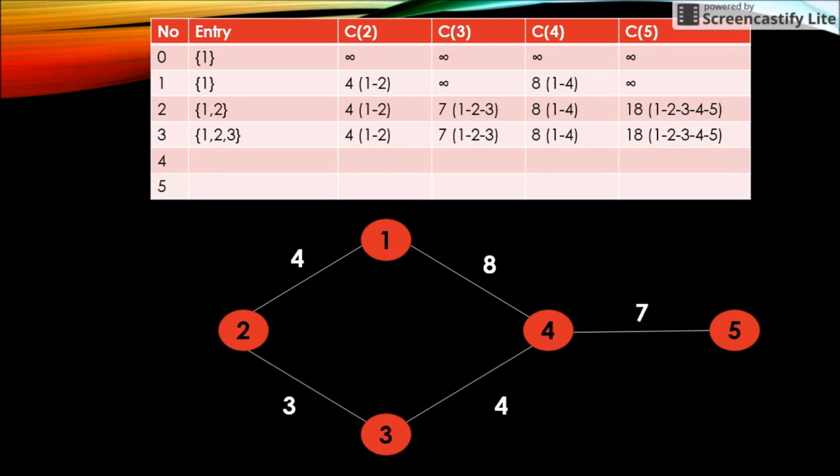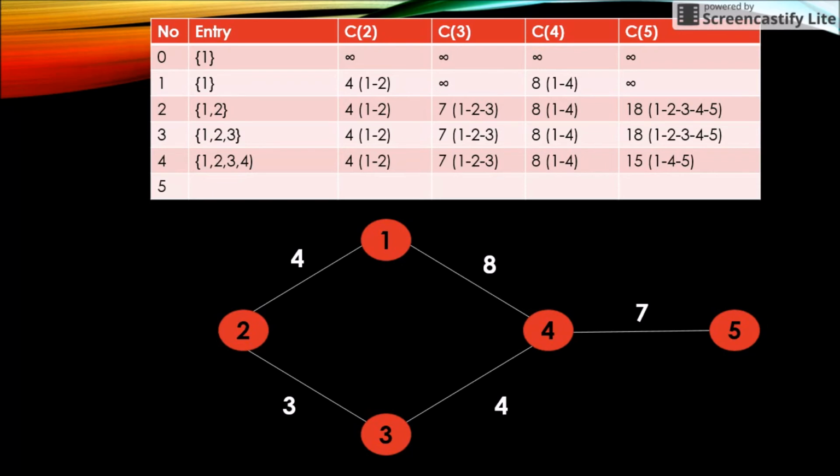But is there a possibility of getting a smaller value? It might be, so the next entry may change the values. Router 4 gets its entry into the table. So the value is 4 for router 1, 2, 7 for router 1, 2, 3, 8 for router 1, 4.